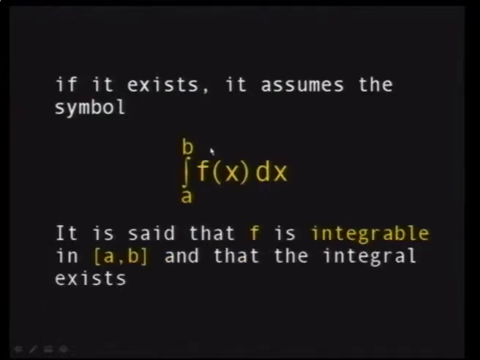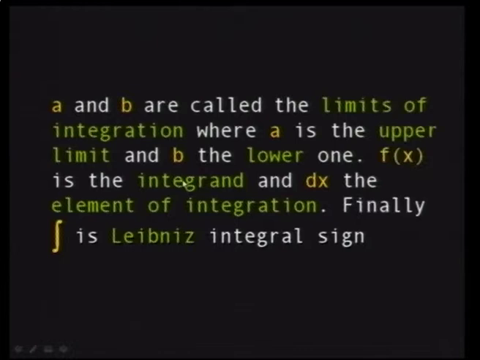So the definition of the definite integral of the function f from a to b is in fact the limit of the Riemann sum, in which case f is called integrable on the closed interval [a, b]. So a and b are called the limits of integration, a is the lower limit and b the upper limit. f is the integrand, dx the element of integration, and finally this sign is the notation of Leibniz.